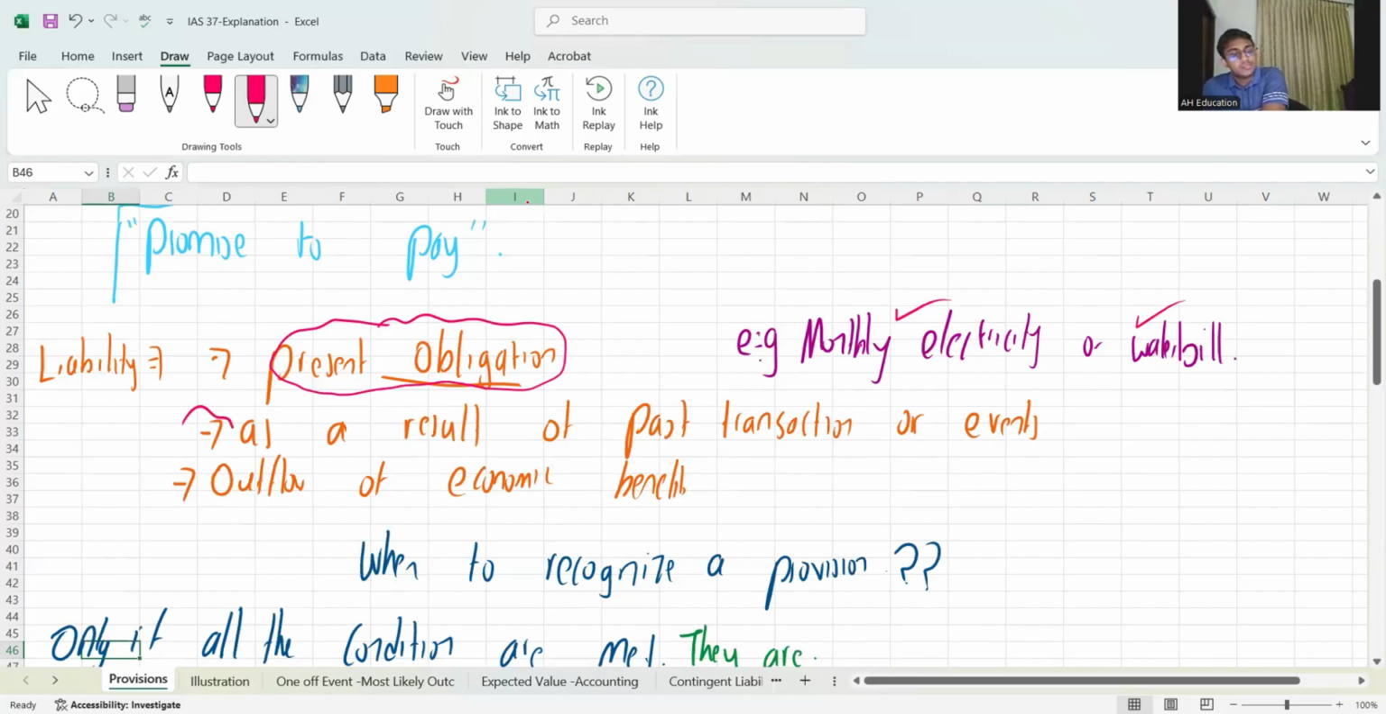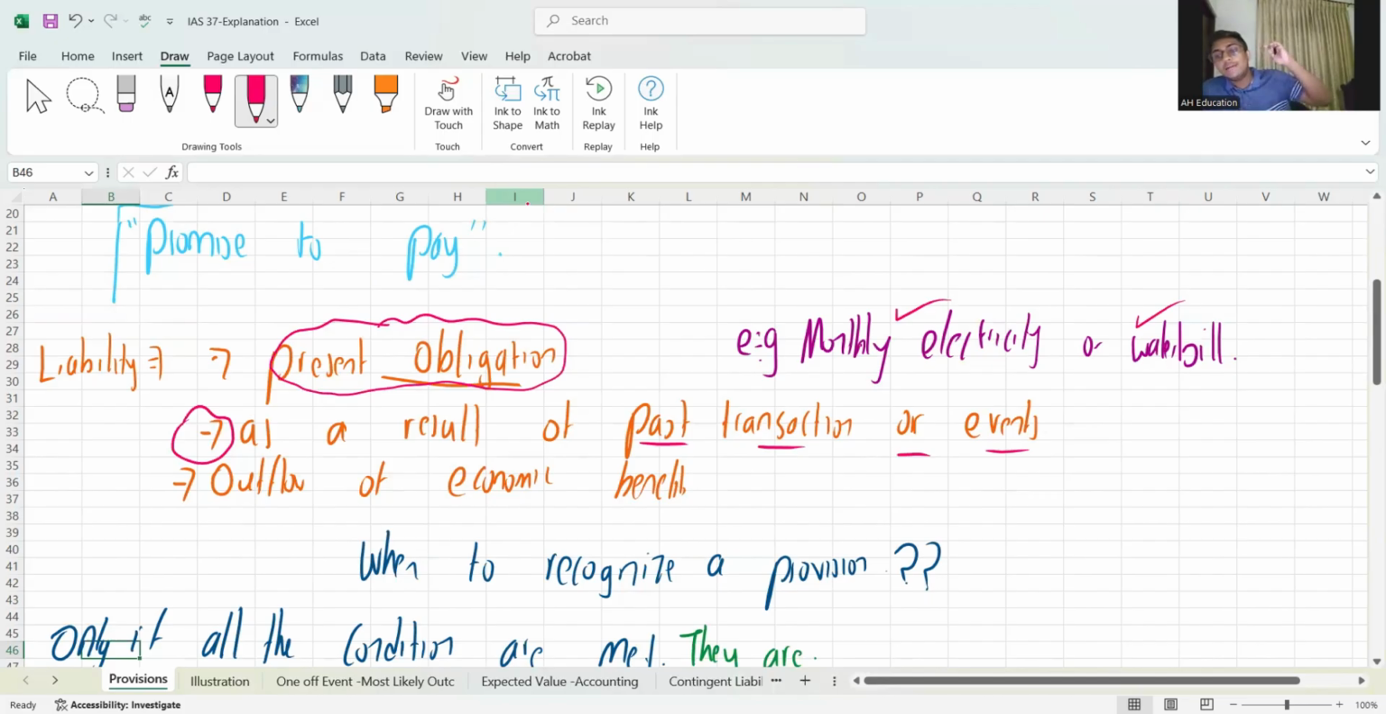Another component of liability is that a liability always arises from past transactions or events. What do I mean by past transactions or events? Let me take my monthly electricity bill.